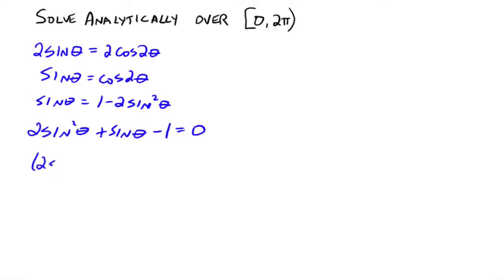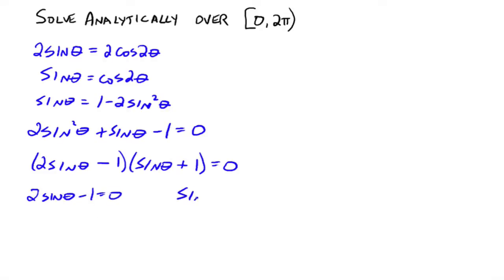So let's see, 2 sine theta and 1. And sine theta and 1. All right, so what are the signs? Looks like that one's going to be a plus, and that one's going to be a minus. All right, and then you have 2 factors whose product is equal to 0, so set each factor equal to 0. So 2 sine theta minus 1 equals 0, and sine theta plus 1 equals 0. So sine theta equals a half, and sine theta equals -1.